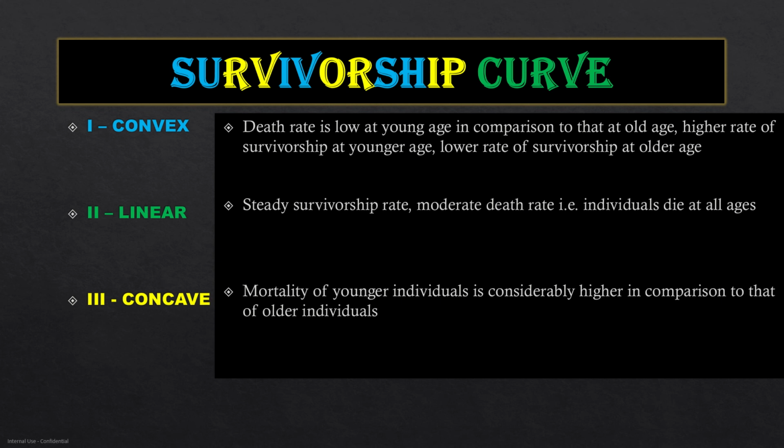In the convex one, what did we study? The mortality was higher at older age than younger age. But here the mortality in younger individuals is considerably higher than that of the older individuals. Okay, this is seen in a group of organisms like oysters, marine invertebrates, bamboo tree, black-tailed deer. In these populations, we see this type of curve.